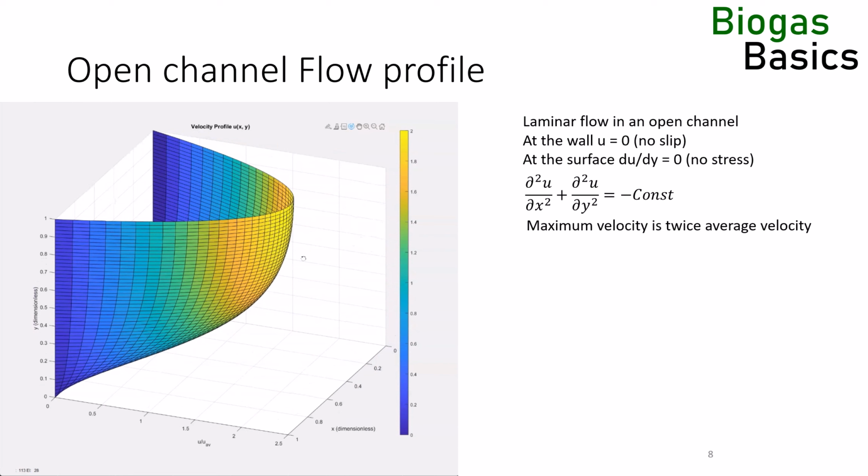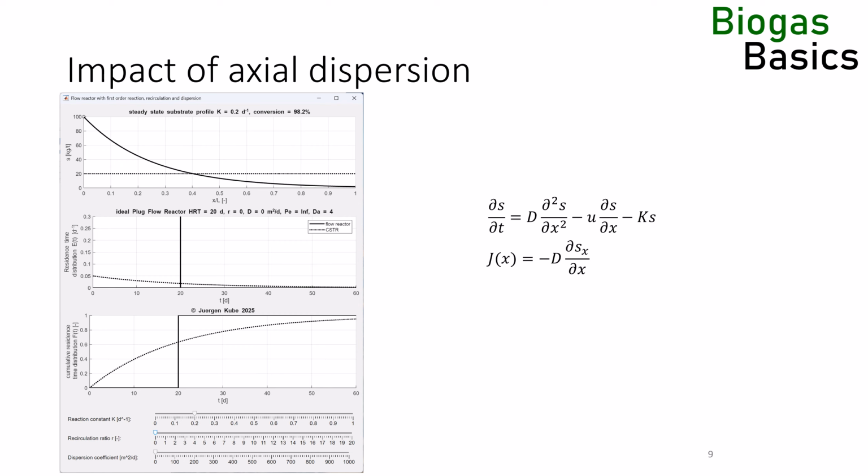For now, we can state that this flow condition would be disadvantageous for a flow reactor. For example, the produced biogas would not be able to leave the solid core. Strong mixing would be required to degas the digestate, and that would induce axial dispersion. Let's examine the impact of axial dispersion on the performance of the flow reactor.